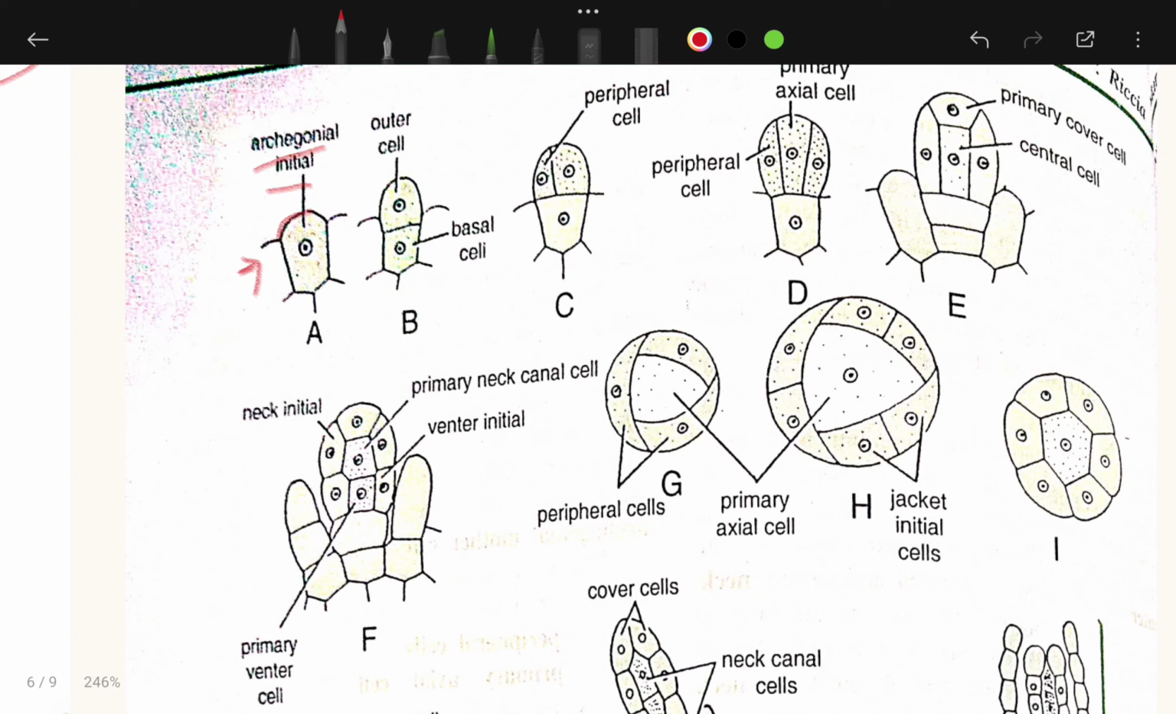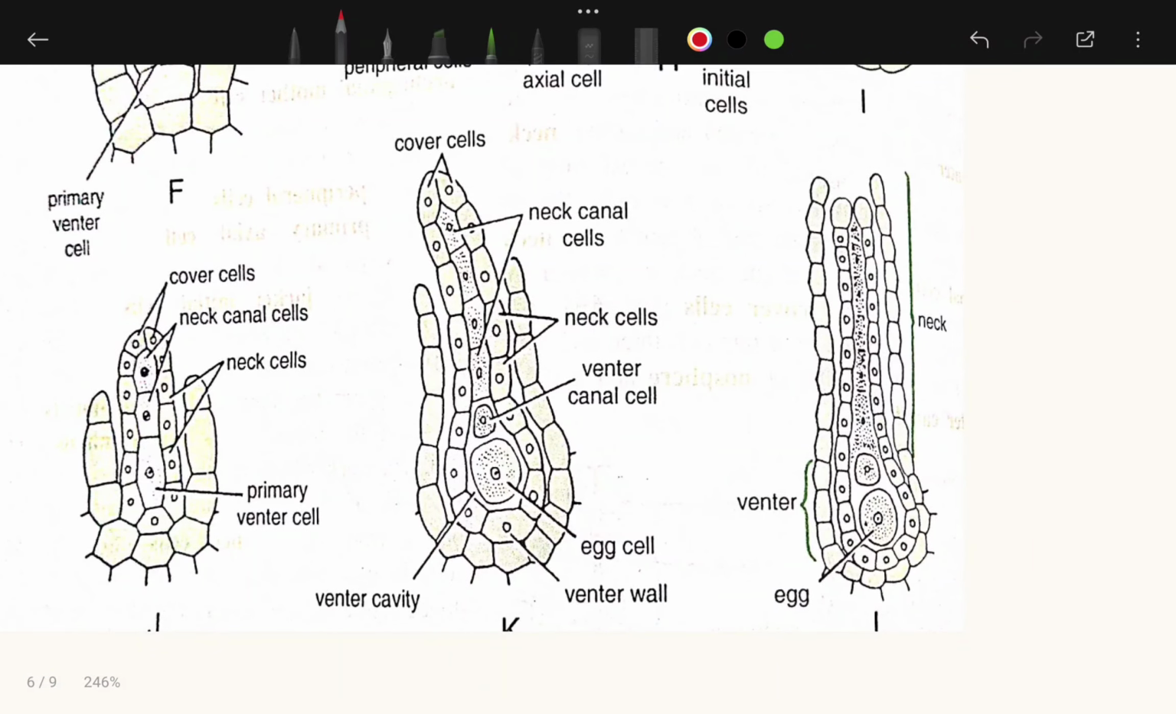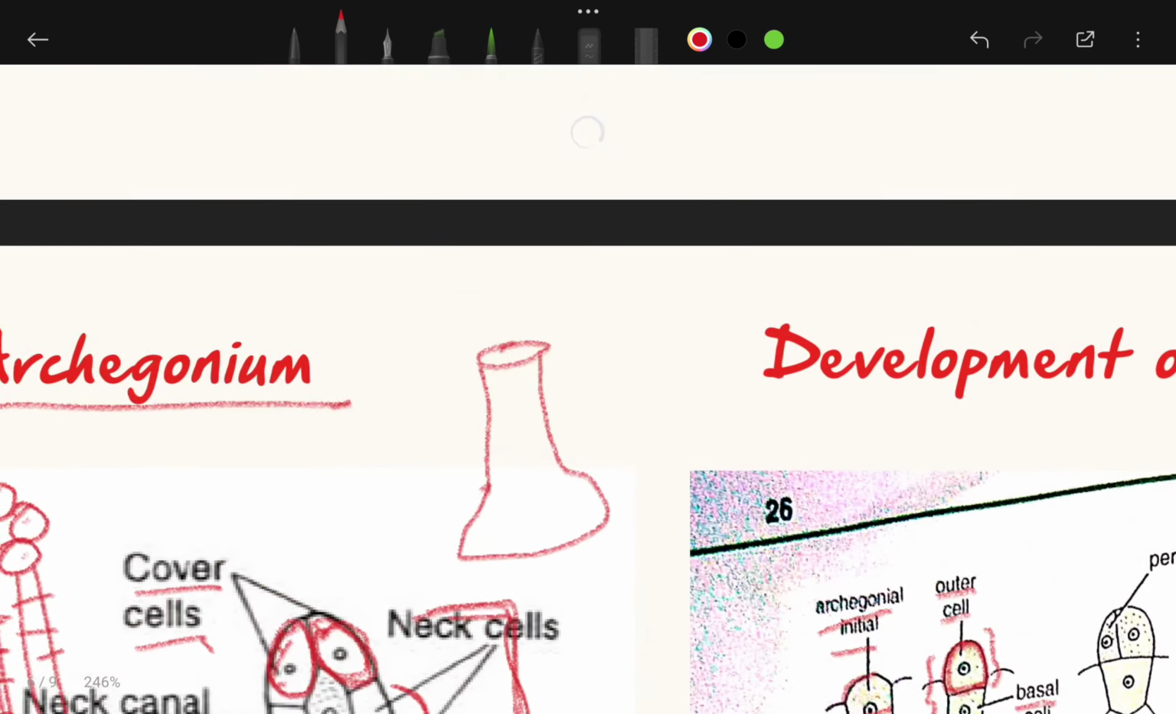Now what will happen is that this archegonial initial will undergo one transverse division, and this will give rise to two cells. The lower cell is known as the basal cell, and the upper cell is known as the outer cell. Now this outer cell is also known as the archegonial mother cell. Okay, so this single cell will give rise to the entire archegonium, just from one single cell alone.